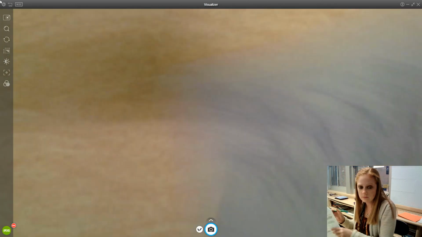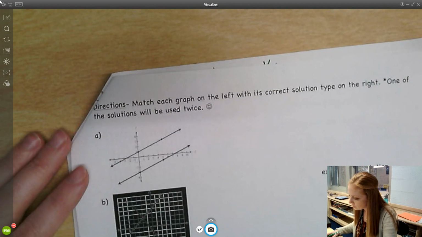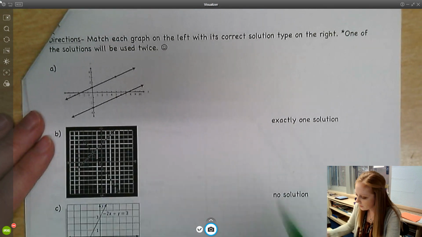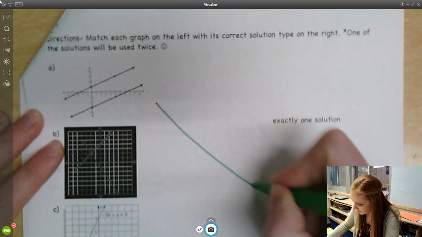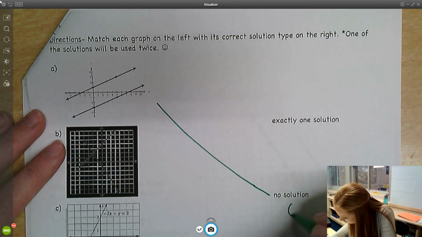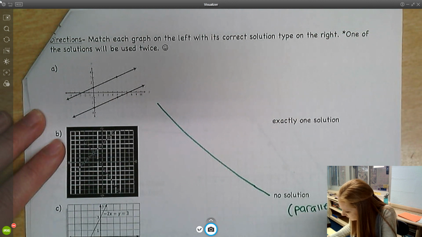Okay. All right, last up, we just have some matching. Match each graph on the left with the correct solution type on the right. One of them will be used more than once. So these two right here, they're never intersecting. They're parallel lines. That's going to be no solution. Parallel lines never intersect.